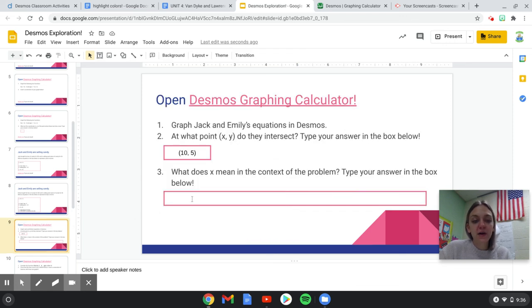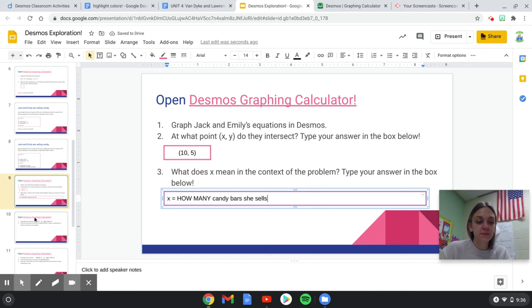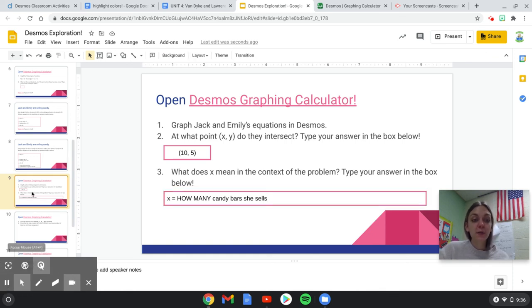So I'll come back here and paste this, that x is going to tell me how many candy bars she sells. So now we're done with slides 7, 8, and 9.